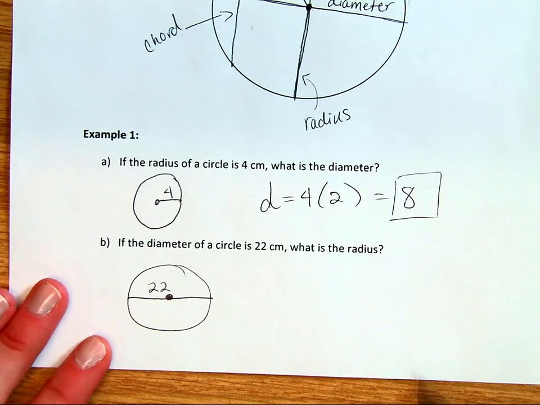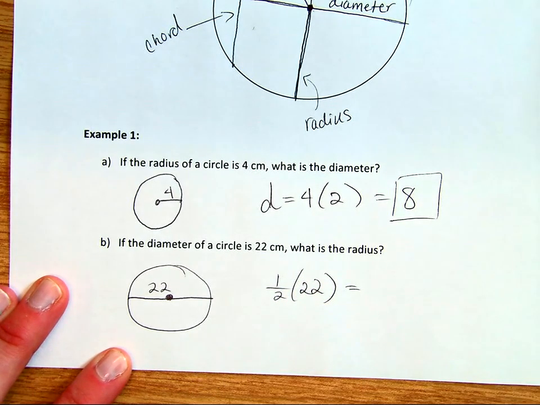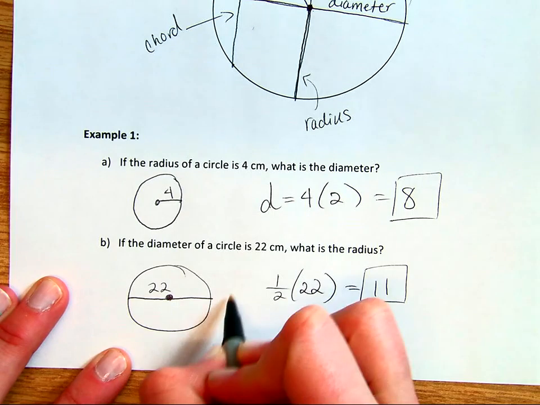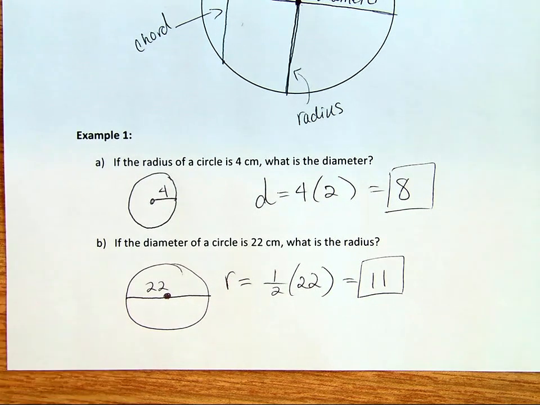So we want 1/2 of 22. 1/2 times 22 is 11. So that's going to be the length of our radius, and that was r. We always call the radius r. So there's that.